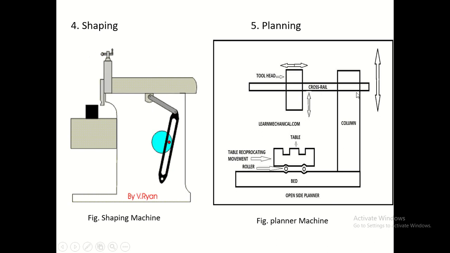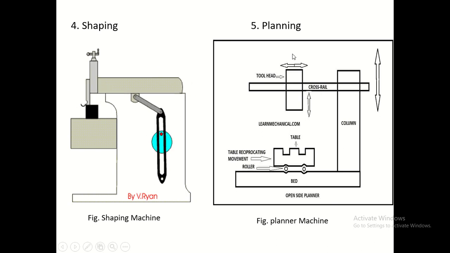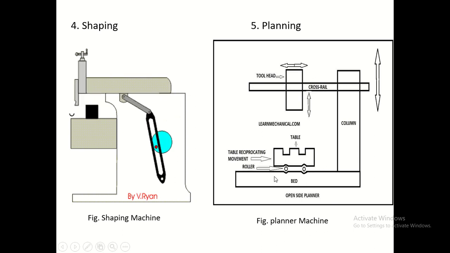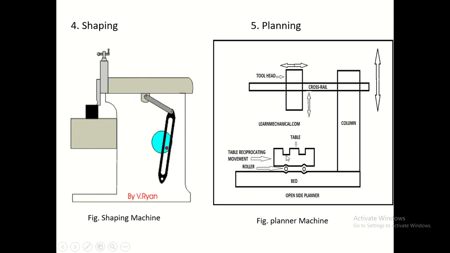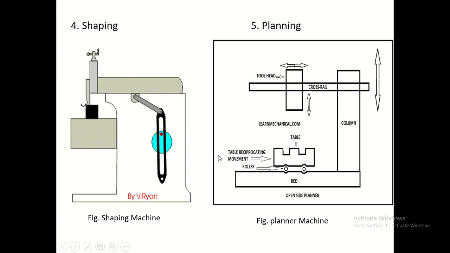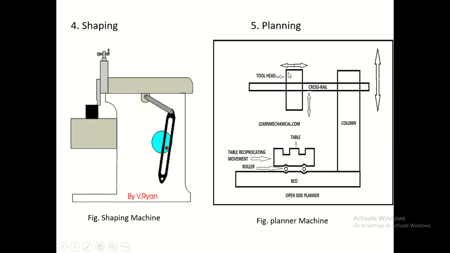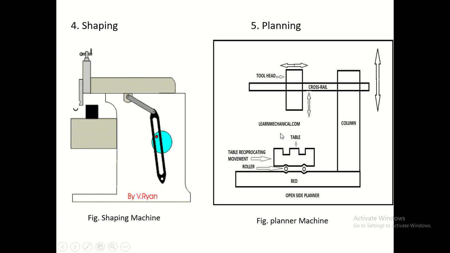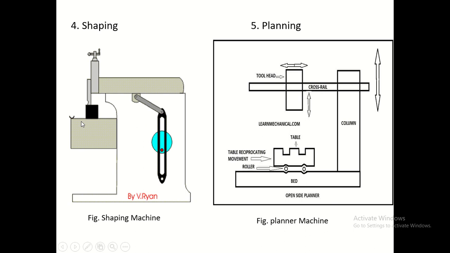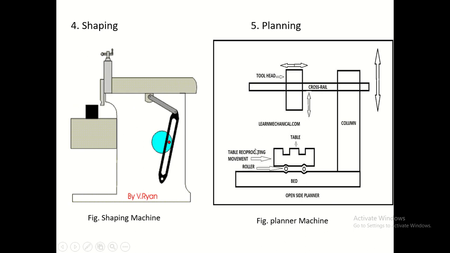Then planing. Planing operation is basically performed over the planers. This is a planing machine setup. This is the table. In this operation, the workpiece table is fixed. In the shaping operation, the table is moved. That is the difference between the two. Planing operation is performed for heavy, bulky or large workpieces, while the shaping operation is suitable for small workpieces.